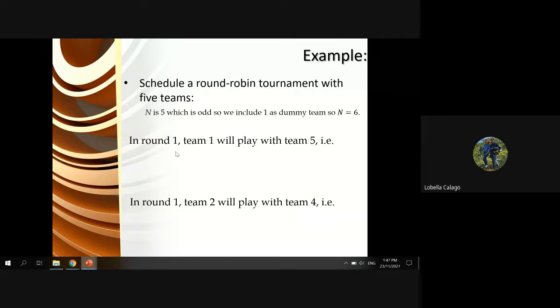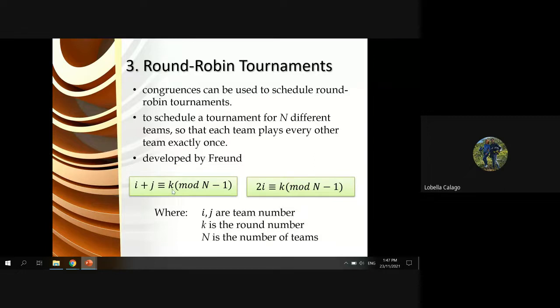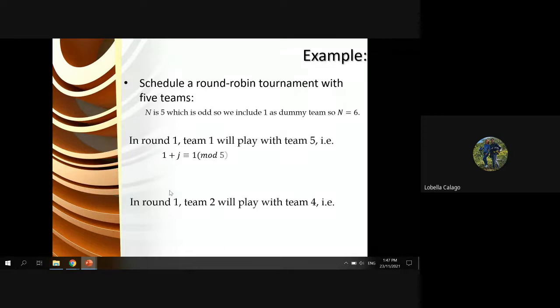So going back tayo sa formula, no? K is the round number. So, since we are on round 1, si k po ay 1. Mod 5 because we have only 5 teams. Kahit nagkaroon na tayo ng dummy, it doesn't mean na we're going to use mod 6, because we still have, in actual, 5 teams lang. Yung isa is a dummy team.